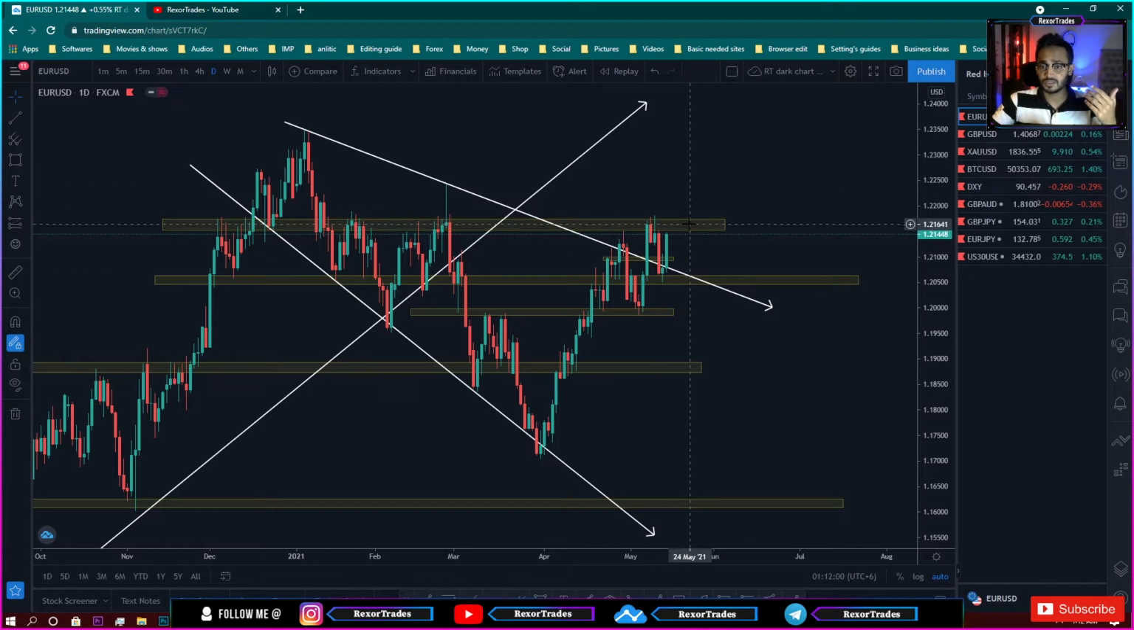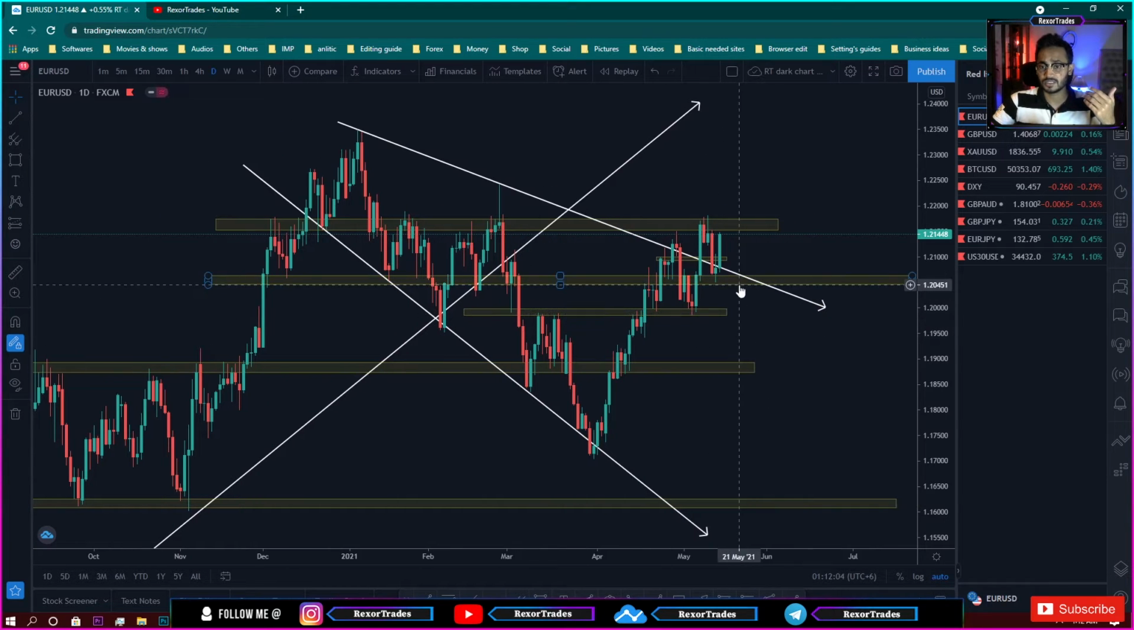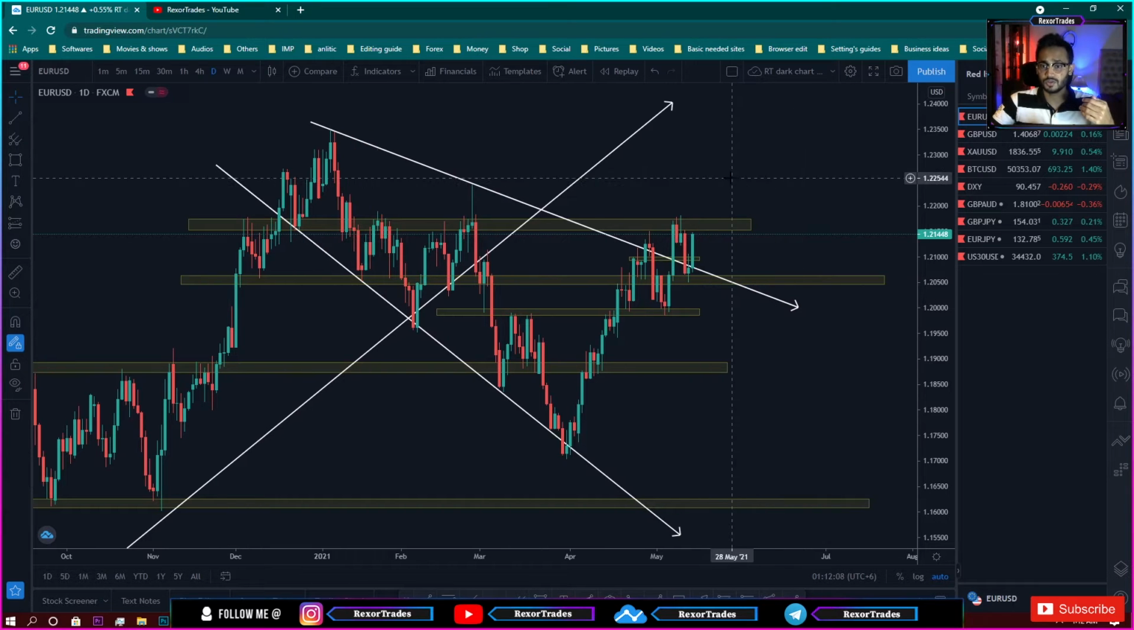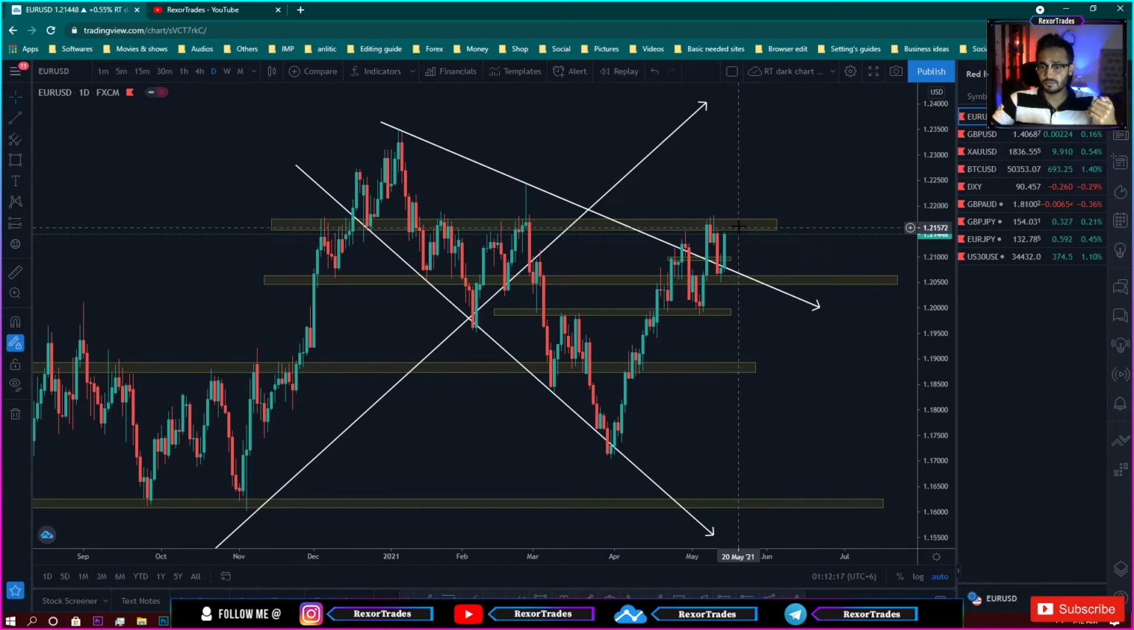But if Euro US dollar doesn't make a break and close above this zone and continues moving downward, retesting this zone, then we're gonna wait to see if it breaks and closes below this zone. That's when we're gonna take a short entry in hopes of Euro US dollar moving downward towards this zone or even this zone over here. So we're gonna wait to see what Euro US dollar does in between these two zones.